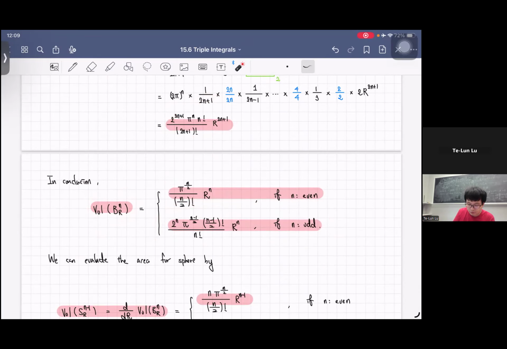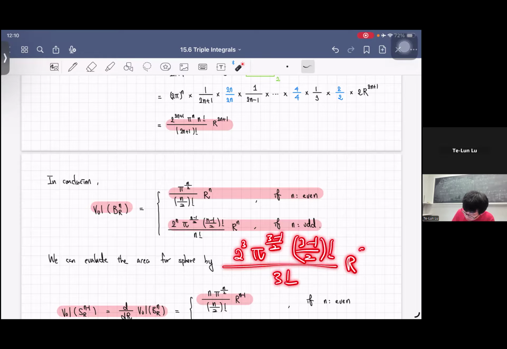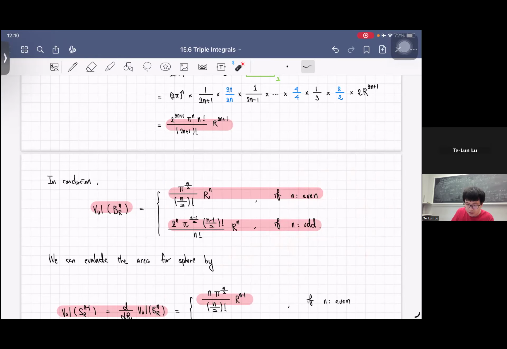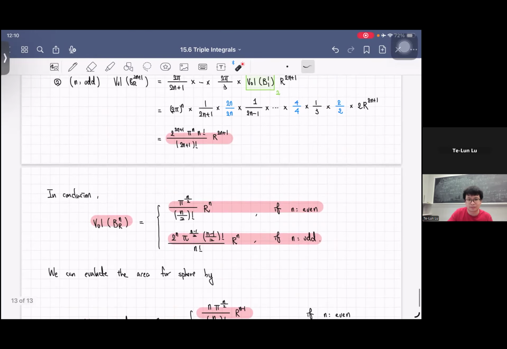So again, for example, if we deal with n to be 3, then we use the below formula here, right? We get 2 to the 3, pi to the 3 minus 1, 2, 3 minus 1, 2 factorial, and 3 factorial, r to the 3. So you can see that that corresponds to 8 times pi times 1 over 6 r cubed. And that is what we desire, right? 4 over 3 pi r cubed. So these are the formulas for the ball of radius r.